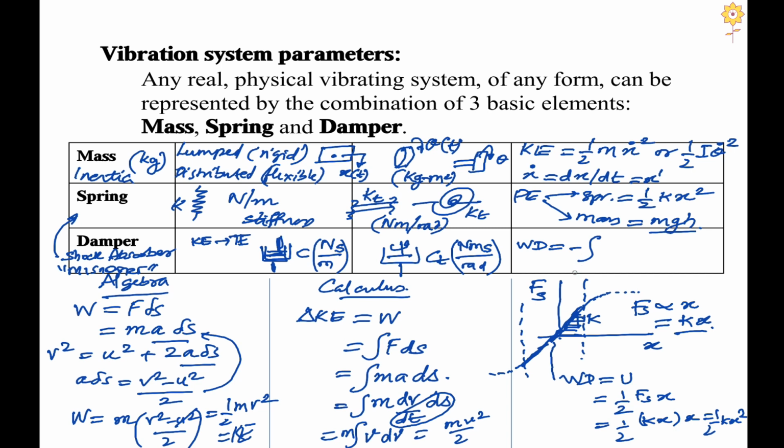minus integral x1 to x2. These are limits of the position of the mass, position of the piston with respect to cylinder, into Cx dot dx. So Cx dot is nothing but the damping force, which is a function of velocity, and dx is the incremental distance between two positions, right? So this is a force multiplied by displacement, which is nothing but the expression of work done.